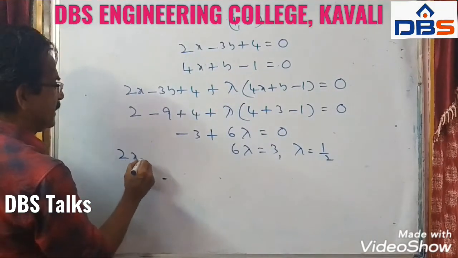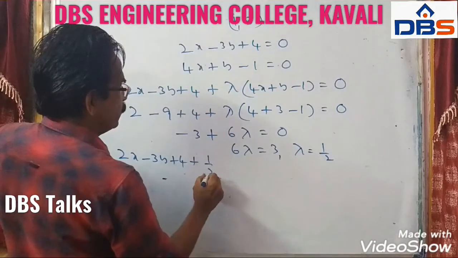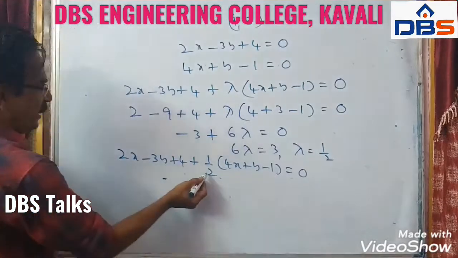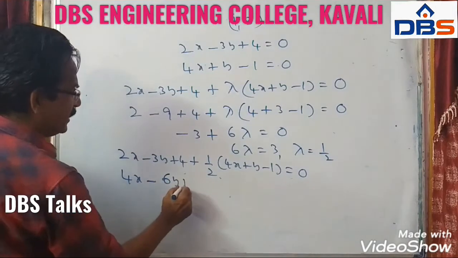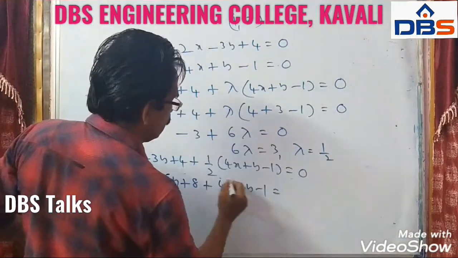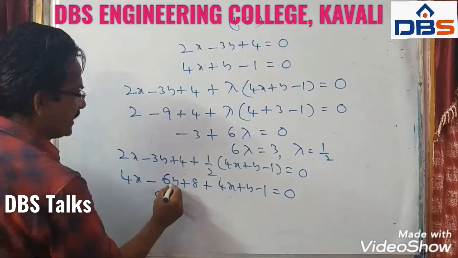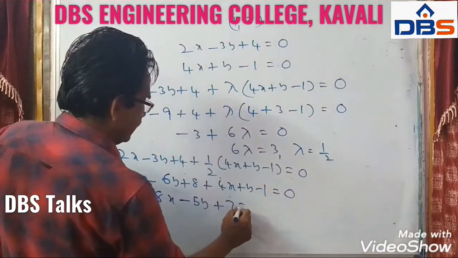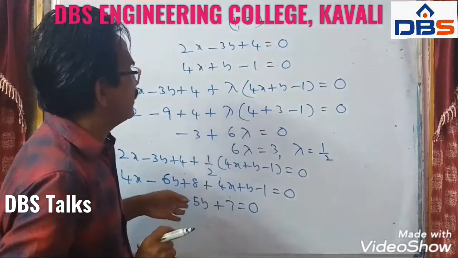See, 2x minus 3y plus 4 plus 1 by 2 into 4x plus y minus 1 is equal to 0. 2 2's 4x minus 2 3's 6y plus 8 plus 4x plus y minus 1 is equal to 2 into 0, 0. 4x plus 4x, 8x minus 6y plus y minus 5y, 8 minus 1, 7. 8x minus 5y plus 7 is equal to 0, friends. This is your answer, friends.